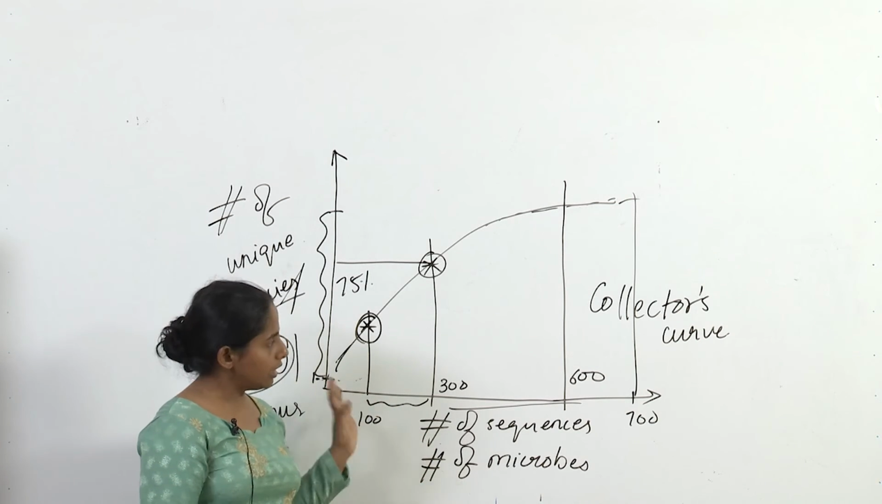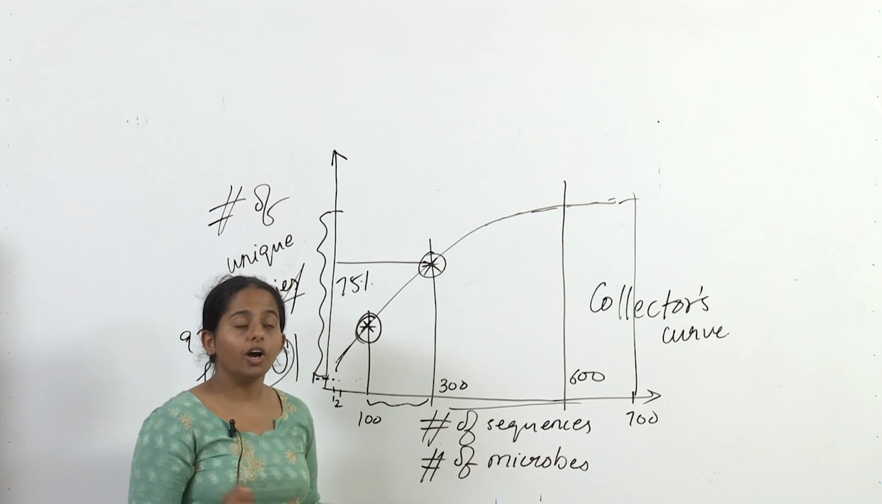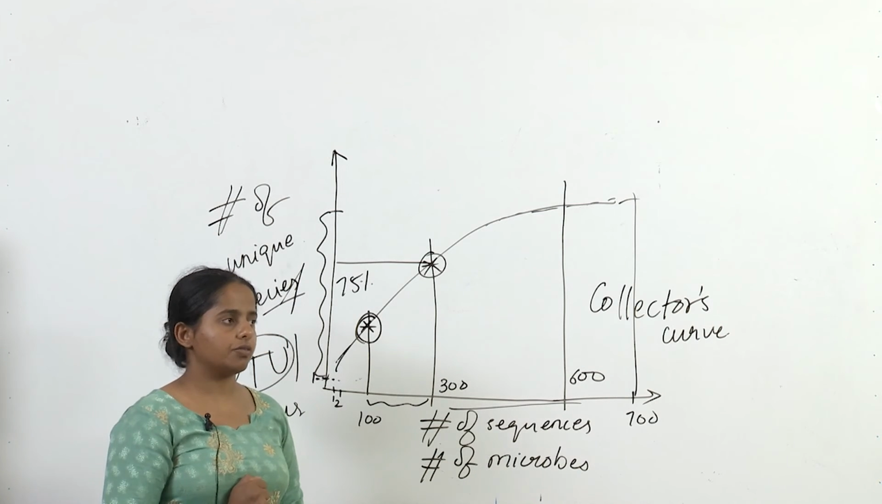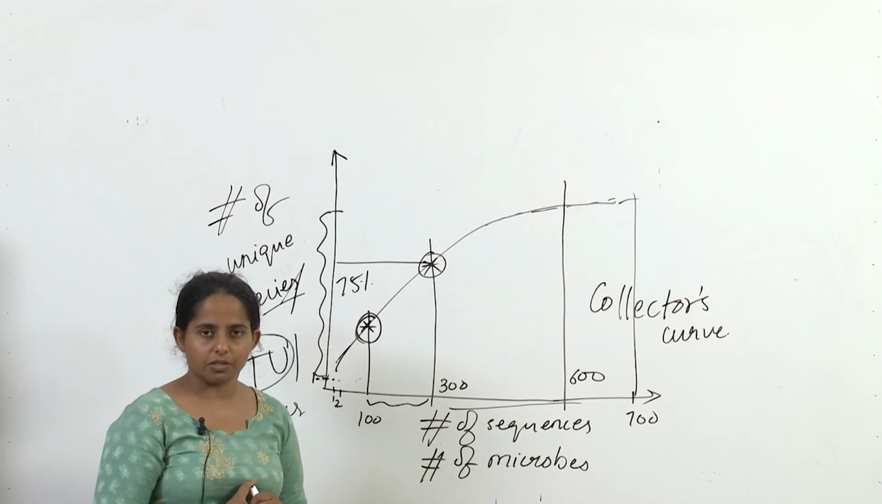sufficient or not. In other words, did I sequence enough or not to get a complete picture of the microbial community, or am I only getting a picture of more dominant species or just the ones that I randomly sampled first.